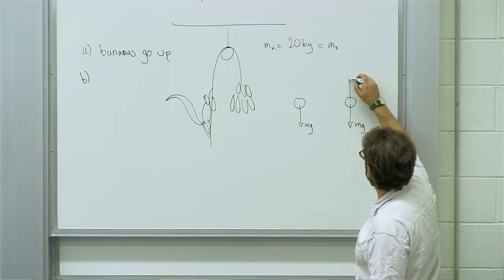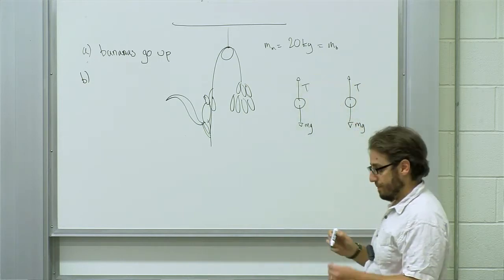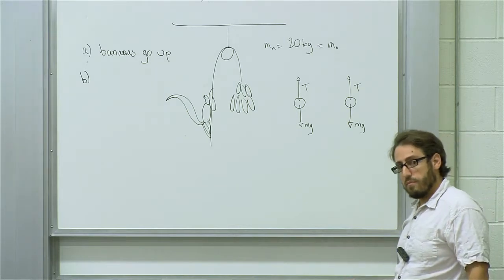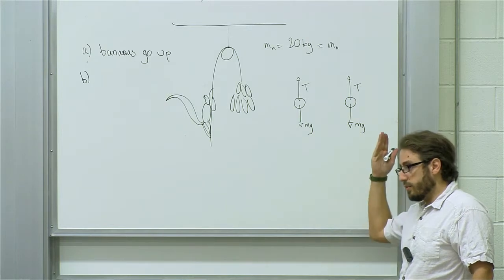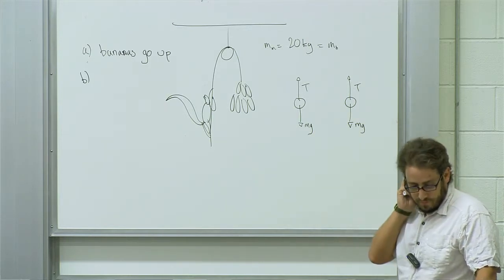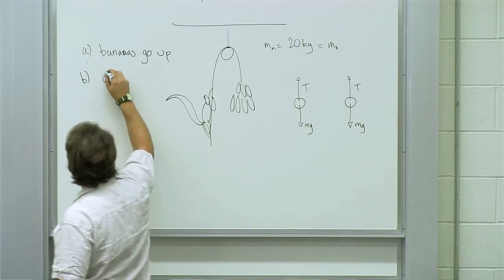Monkey also has mg because they have the same mass, right? Force up on the bananas from the rope is tension. Monkey is holding the same rope, right? So the forces on both of these guys are the same. Right? So if the monkey goes up, the bananas go up. If the monkey goes down, the bananas go down. Right? So the distance stays the same.